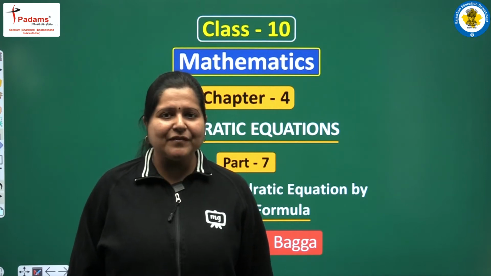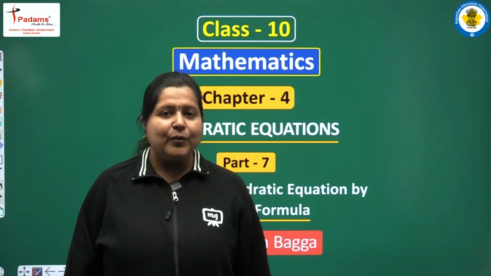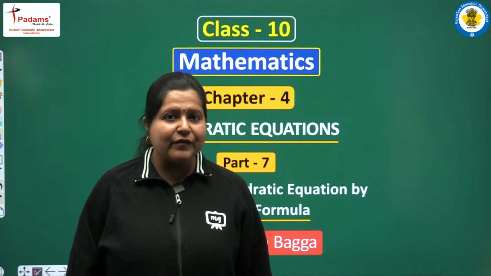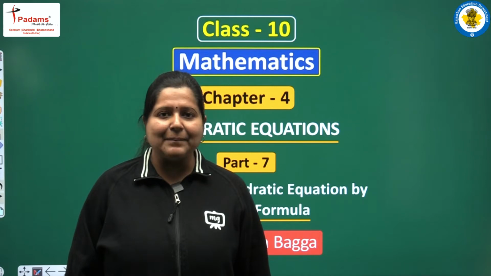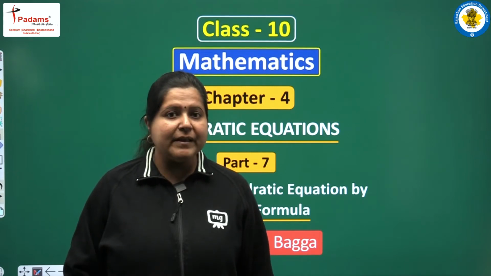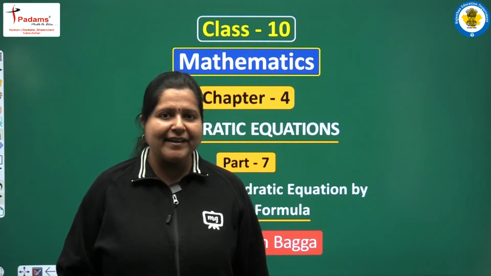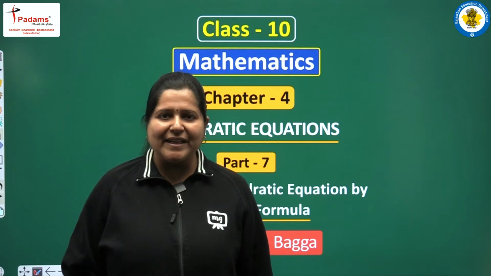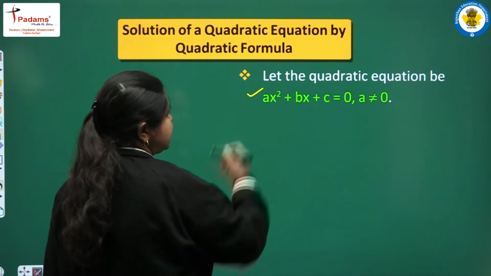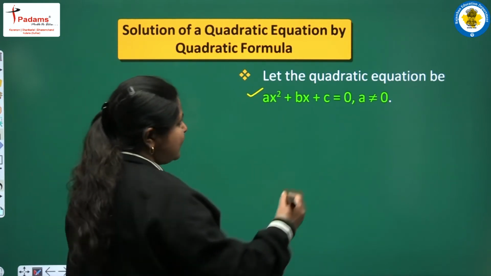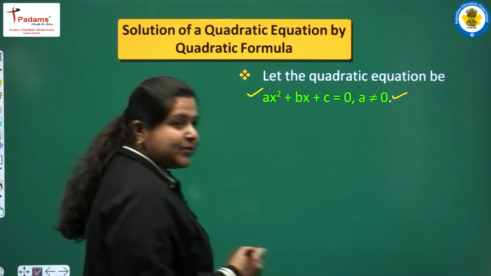We are studying chapter 4, quadratic equations. We are now familiar with the method of solving a given quadratic equation by factorization as well as by completing the square. Today we will be learning how to solve a given quadratic equation by using the quadratic formula. For this, we begin with the equation ax square plus bx plus c equal to 0, and we know that a is not equal to 0.